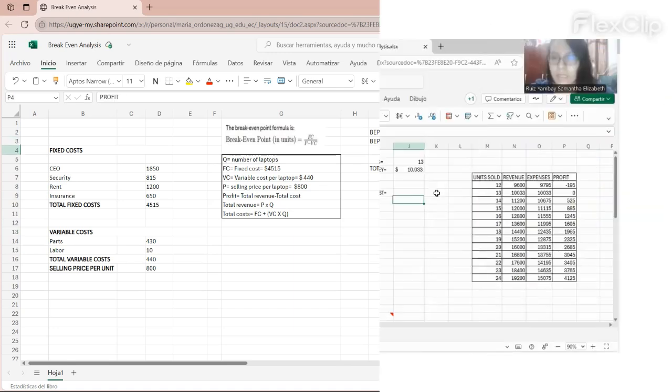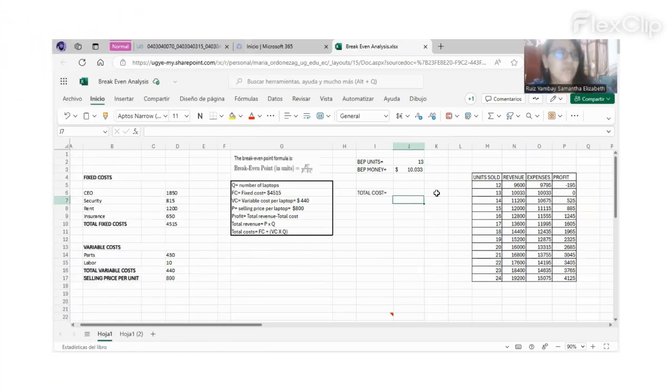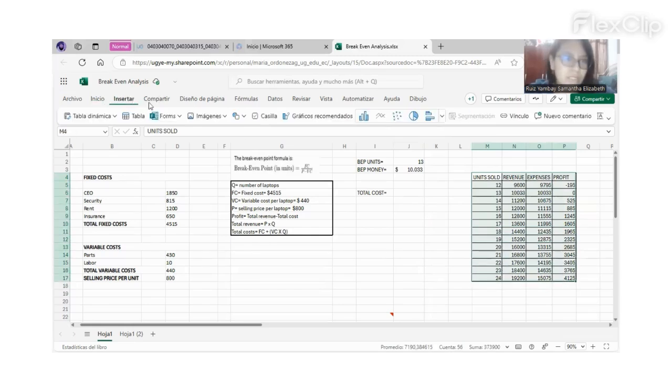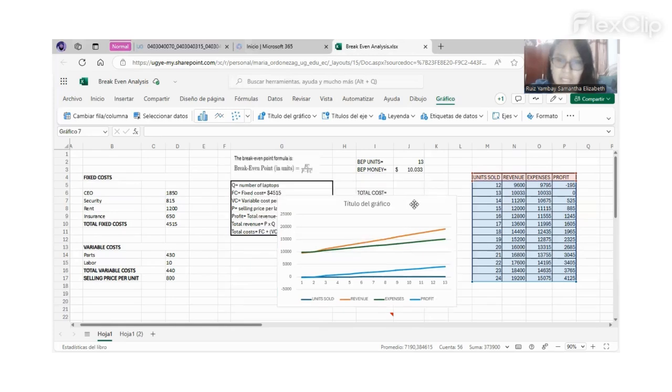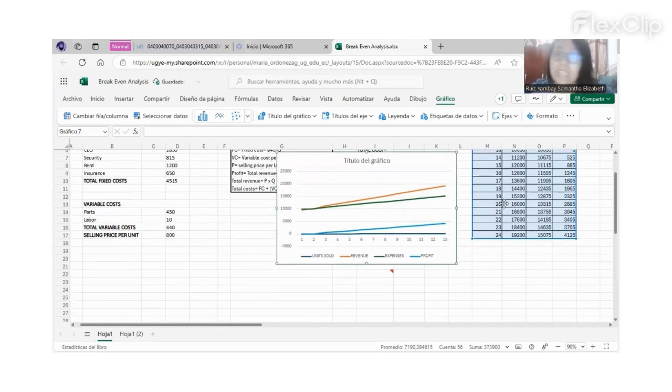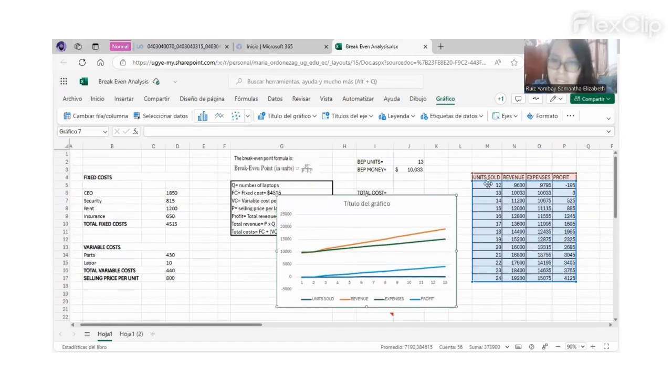Yeah. Now, the next step is to create the graph. So we'll select all the cells in this chart. We'll go to Insert and choose the line graph. We have to verify that all the information in the chart is represented appropriately in the graph. The only thing is that the numbers in the chart under units sold go from 12 to 24, but in the graph they are represented from 1 to 13, but it's basically the same.